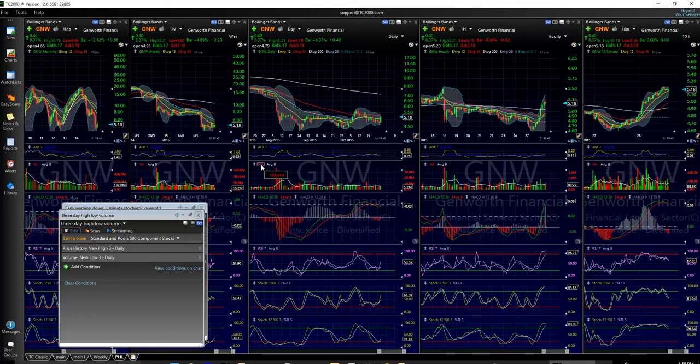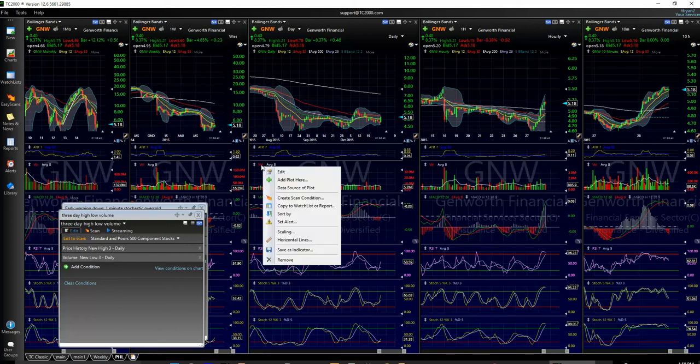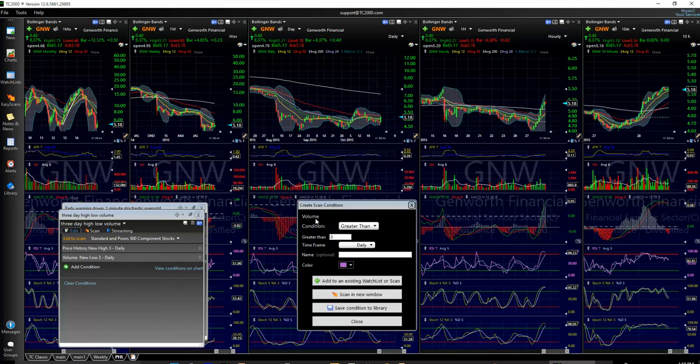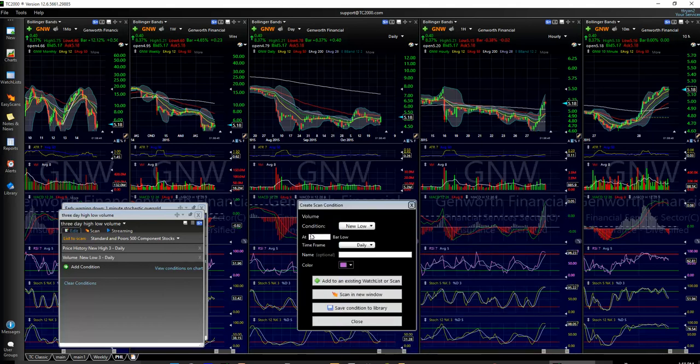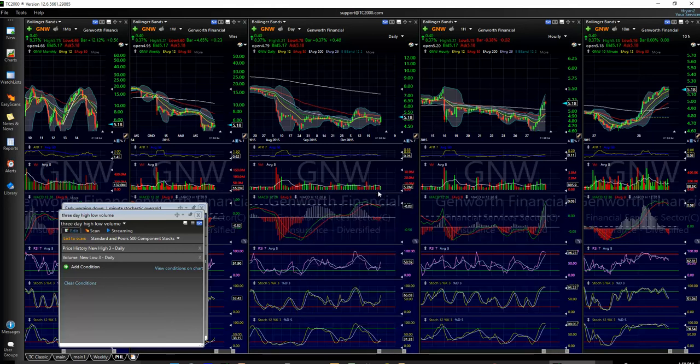So if I go to volume and I do a right click on volume, create a scan, I want the volume to be at a new low over the past 3 days. Scan a new window. You saw how I did that. So now we're clicking on any one of these indicators in order to create a scan from that indicator. And here's what we created. Price history is at a new 3-day high. Volume is at a 3-day low.